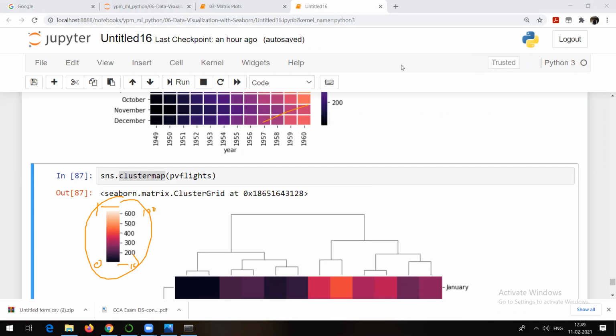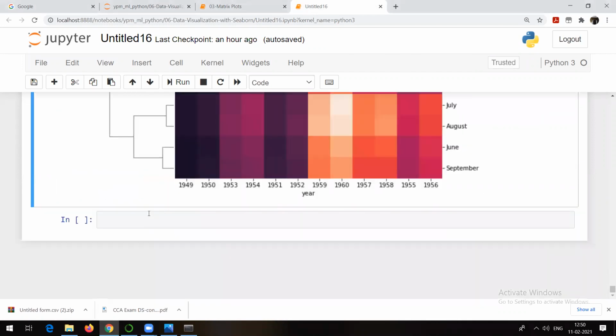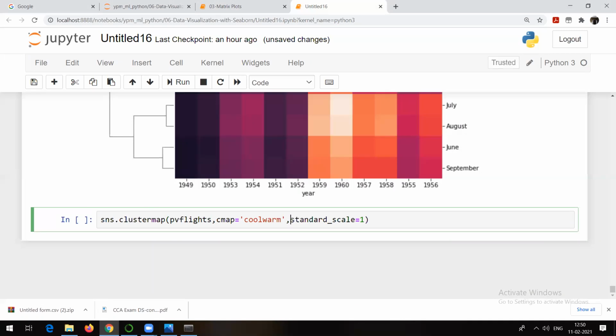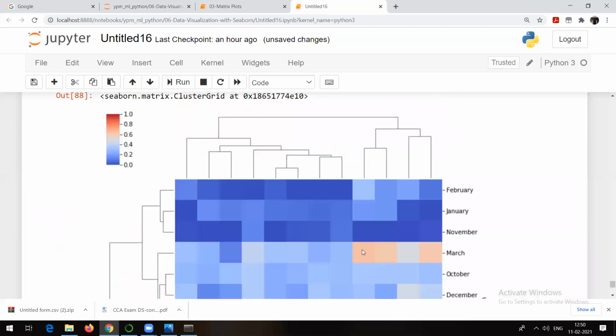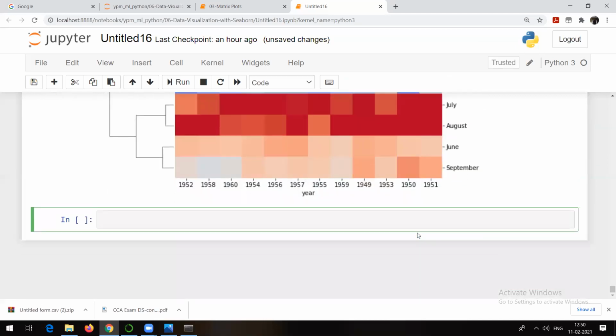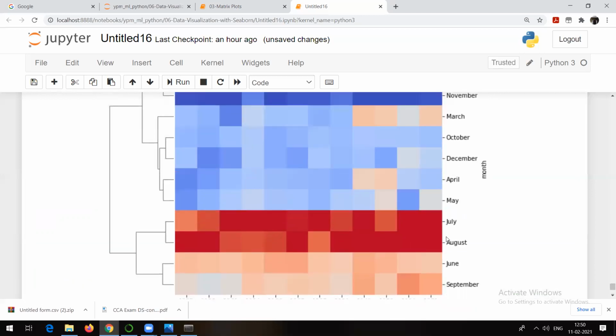For that, we make use of a parameter called scale, and that's what I'm trying to show you here. So same command I will be running here, but this time with the standard scale. And if you want to change the color map, you can change it. Otherwise everything is going to be same. Now you can check the standard scale. It is from 0.0 to 1.0, right? But again, interpretation is going to be same.